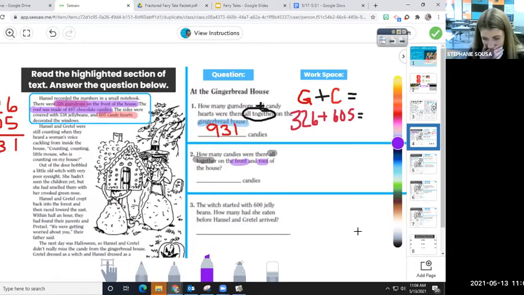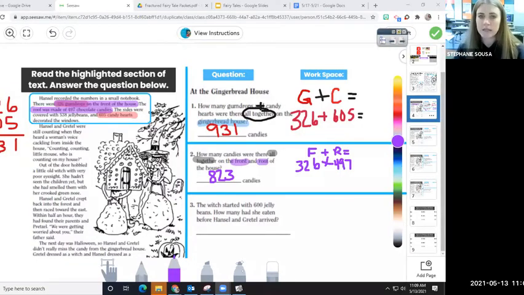I would highlight that if I were you. Okay, front of the house and roof of the house. You're going to go solve this with your breakout room. You need to decide, are you using addition or subtraction? And what numbers are you adding or subtracting? Okay, get ready to hop in with your breakout room.